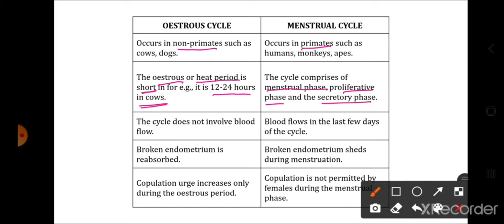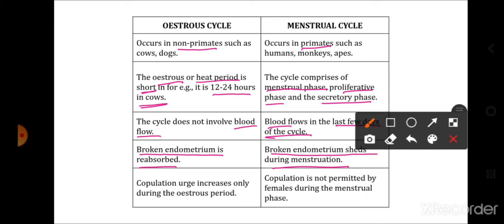In the estrous cycle, there does not occur any blood flow. So the estrous cycle does not involve blood flow, but we know that blood flows in the last few days of the menstrual cycle. In the estrous cycle also there will be the breakdown of the endometrium, but that broken endometrium will be reabsorbed. Whereas in the menstrual cycle, the broken endometrium sheds during menstruation. That endometrial layer which is broken, it sheds off. Okay.